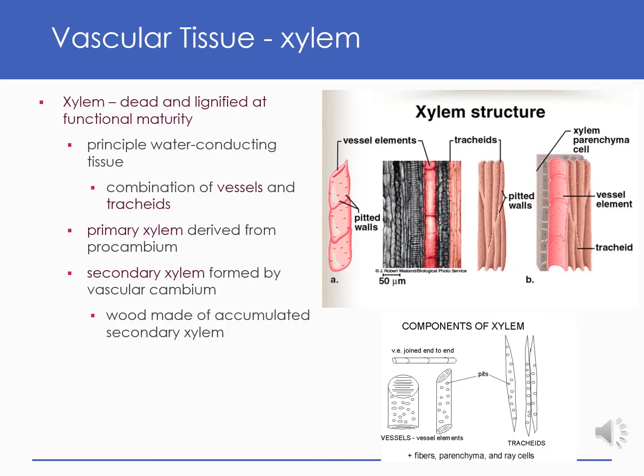Here is the vascular tissue, which is the last tissue system in plant. There are two types of water-conducting cells in xylem. They are tracheids and vessel elements. They are tubular and dead at functional maturity. Let's see the structure of tracheid. The tracheids are long, thin cells with tapered ends.